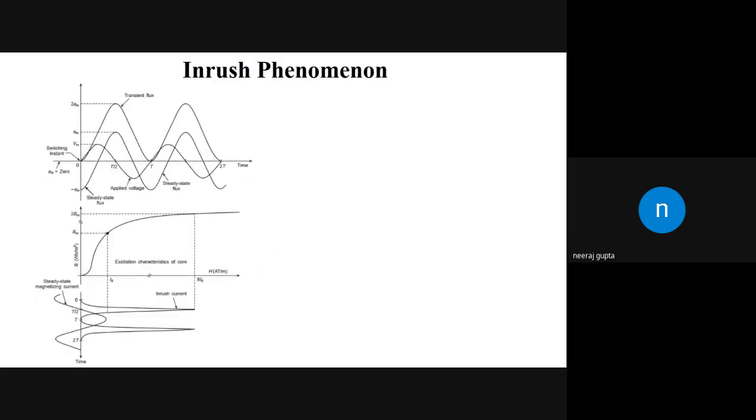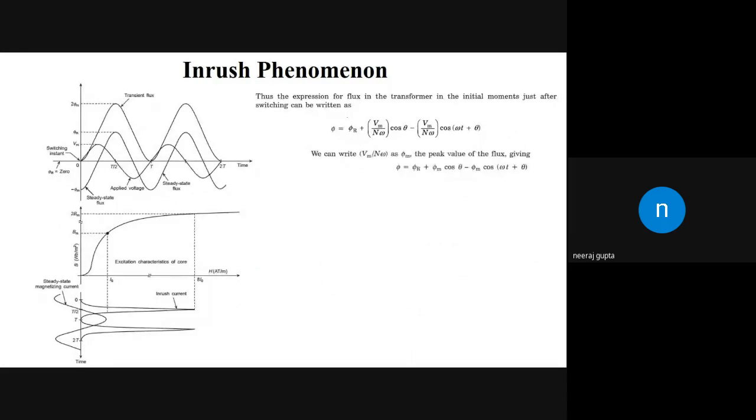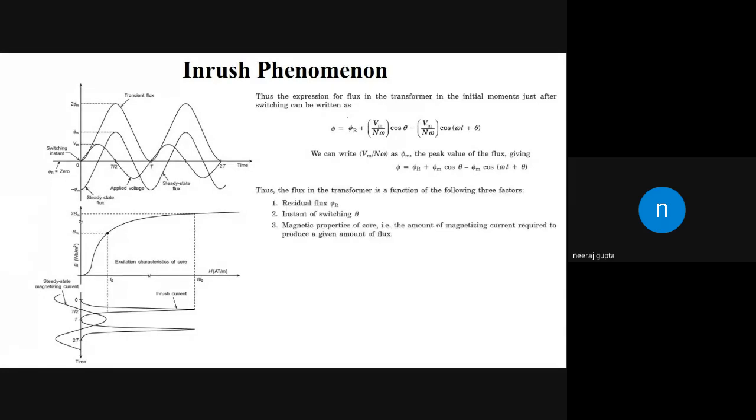So phi consists of phi r plus Vm by n omega cos theta minus Vm by n omega cos of (omega t plus theta). We can replace Vm by n omega with phi m. Now the flux is a function of the following three factors: the residual flux, the instant of switching, that is theta, and the magnetic properties of the core, the amount of magnetizing current required to produce the given amount of flux.